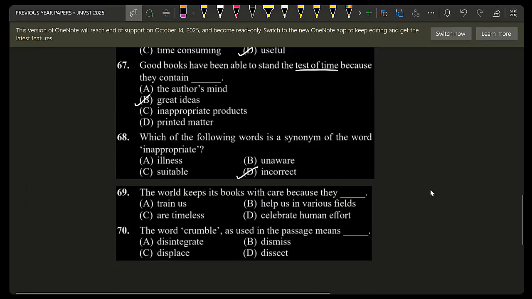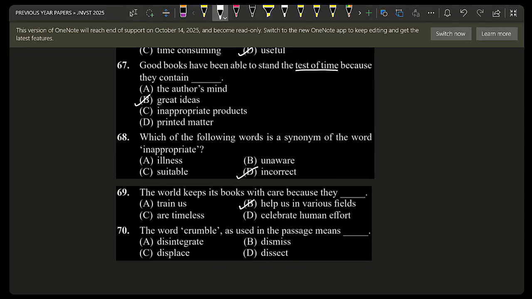Yes, 69 and 70. The world keeps its books with care because what? Train us, help us in various fields, are timeless, celebrate human effort. So why is the world preserving the books? Because they help us in various fields, as mentioned in the passage.